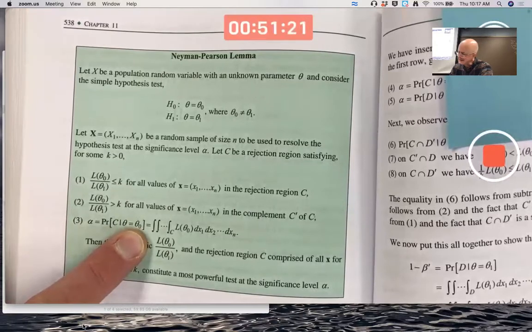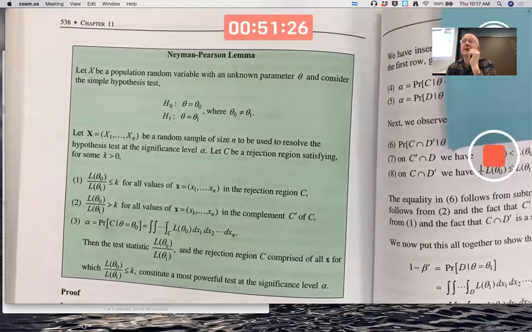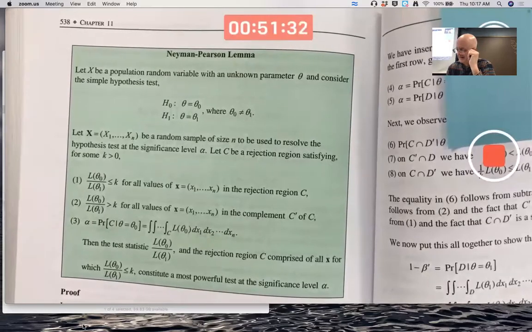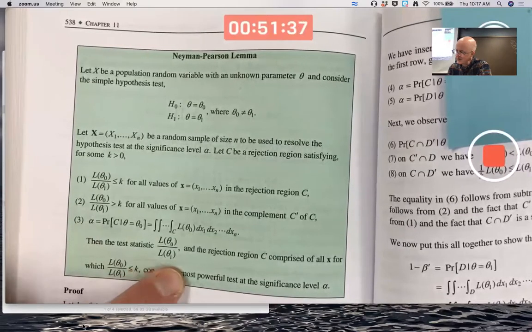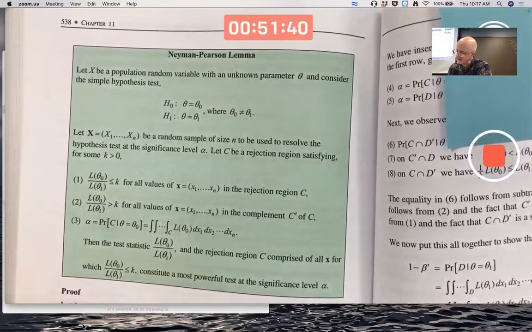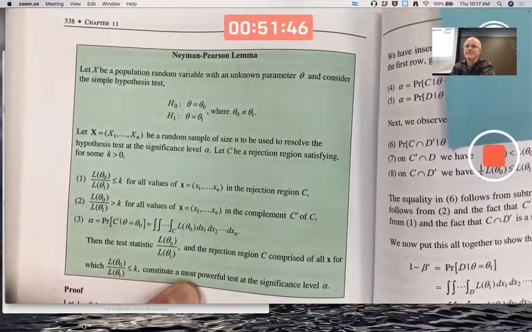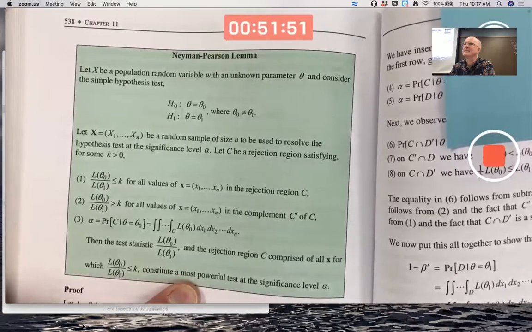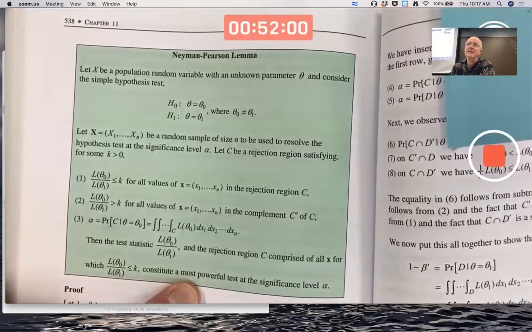What is L? We said what L is. Okay, the authors are actually assuming you know what L is. L is the likelihood function. Then the test statistic, that's the ratio of these likelihood function values, and the rejection region C comprised of all vectors x, so that this is true, constitute a most powerful test at significance level alpha. A most powerful test. So the power is maximized. Beta, probability of type 2 error, is minimized when the power is maximized because the power is 1 minus beta.